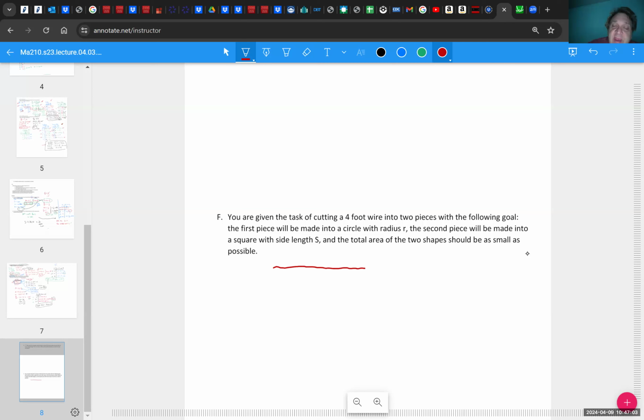So we have a 4-foot long wire. So we can make it an axis starting at 0 and 4. And it's cut into two pieces. So somewhere along this wire, let's say here, we're going to cut it, right? So this distance right here would be x. That would be our first piece, x distance long.